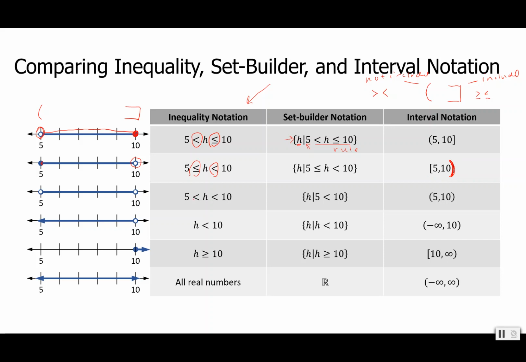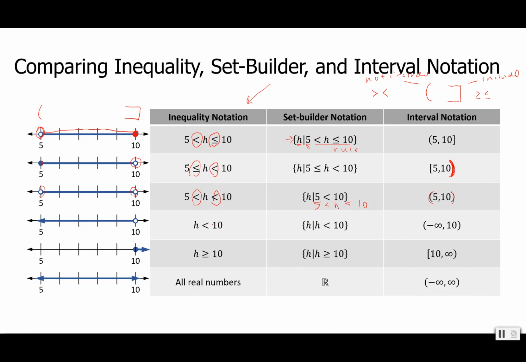In the next one, you'll notice that both sides are open because neither 5 nor 10 is included. And we're missing something here. This should be 5 is less than h is less than 10. And notice also that we've got parentheses on both sides.